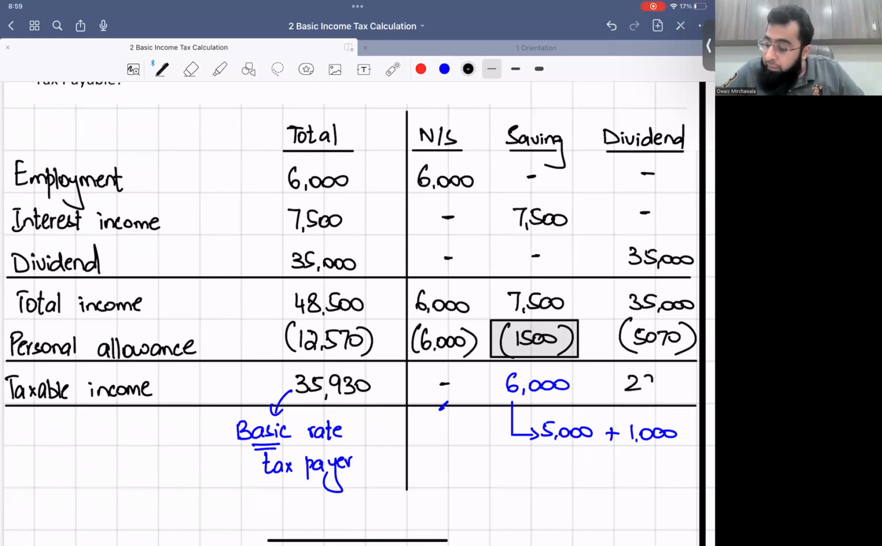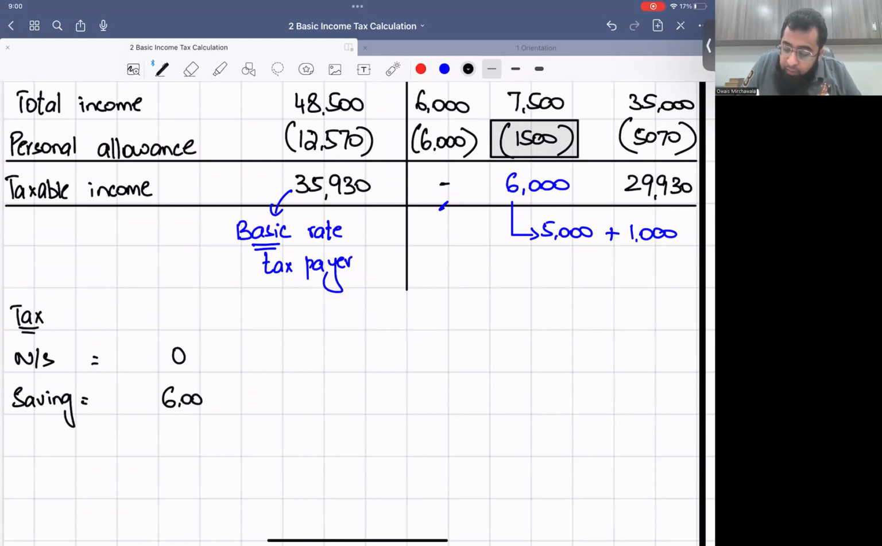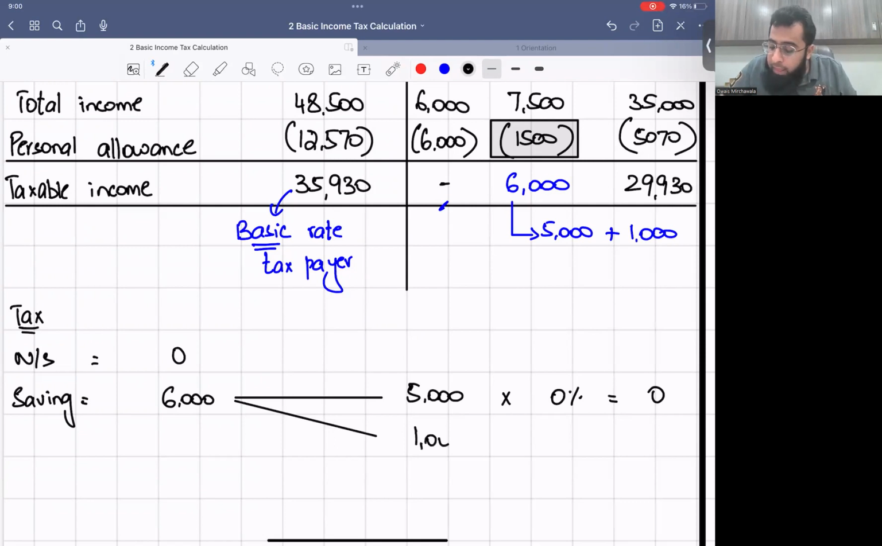So my taxable dividend income is 29,930. Look at it carefully. I'm charging tax on it. My non-saving income is 0. So tax on 0 will be 0. We have saving income 6,000. First 5,000 goes at 0% because there was no non-saving income. Saving income will get space in first 5,000. We are a basic rate taxpayer. So 1,000 also goes at 0%.